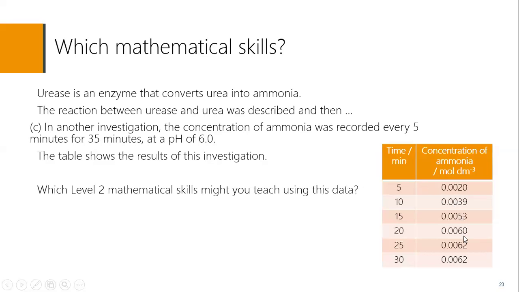So you've got a set of data here, shows it nicely that it's accurate to 4 decimal places. It tells you about urea being an enzyme. So it's not an enzyme they need to know about, but it's given the context. The reaction was described, and then the concentration of ammonia was recorded every 5 minutes for 35 minutes at a pH of 6. What level 2 math skills would you teach using this data?